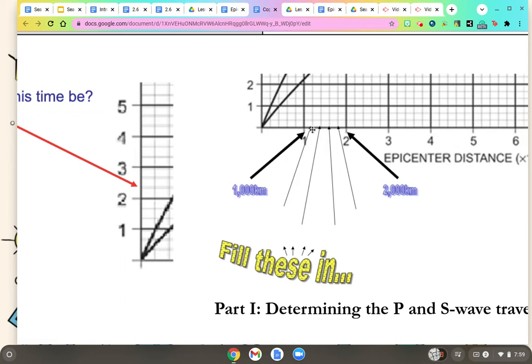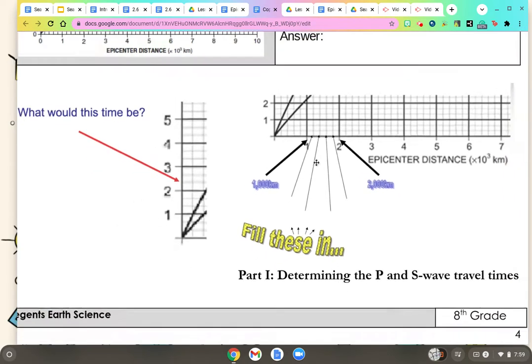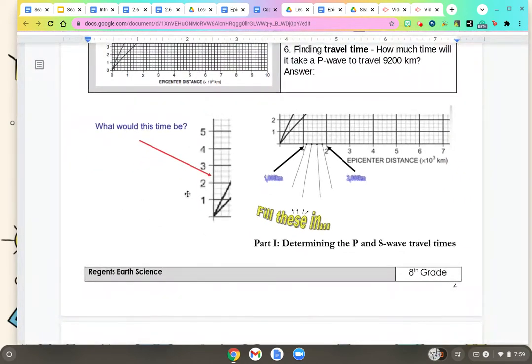So this first box is 1,200. The second is 1,400, then 1,600, and you keep going 1,800 until it goes to 2,000. And that's how the x-axis goes.